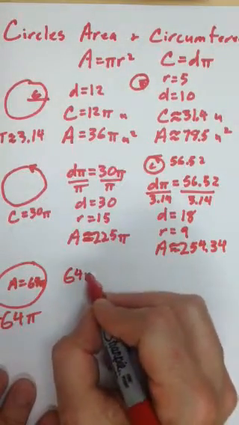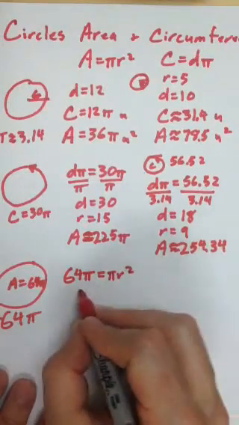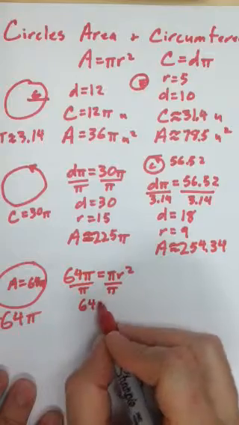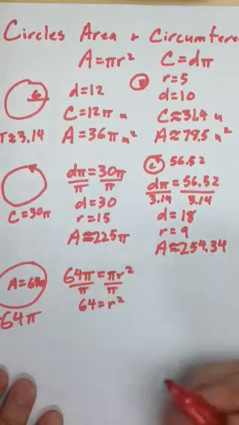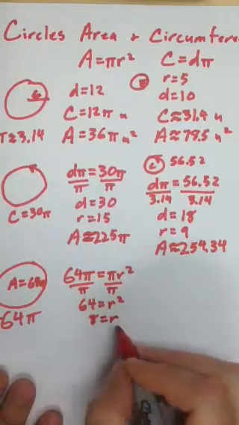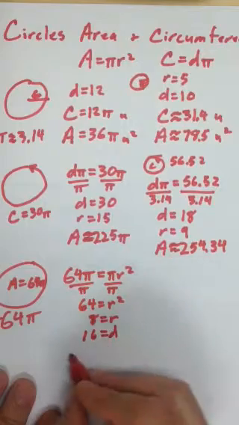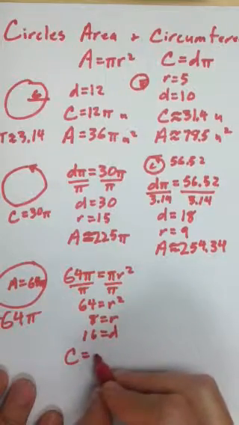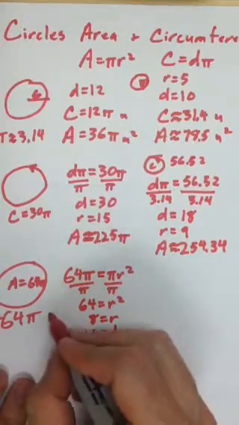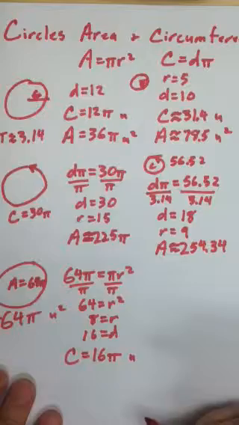64 pi is my area, but we know area is pi r squared. We can divide out our pi again. We get 64 equals r squared. For this one, I don't even need a calculator. Square root of 64 is going to be 8. Our diameter is 16. And then, therefore, our circumference is 16 pi. Once again, our area was in units squared. This will be in whatever we're measuring in units.